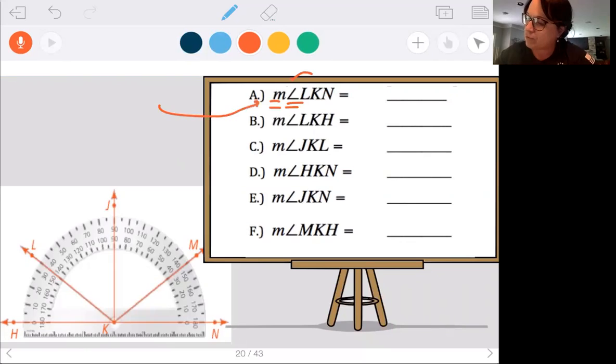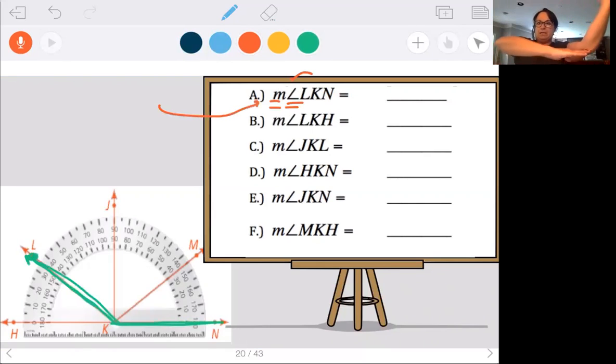So we're just going to travel, like it says, from L. It's going to start at L, through the vertex K, boom, out to N. And so what I'm looking for is how many degrees this is. Now it's obviously more than 90, right? Because our 90 was like this and I'm like this. So it's a number bigger than 90.